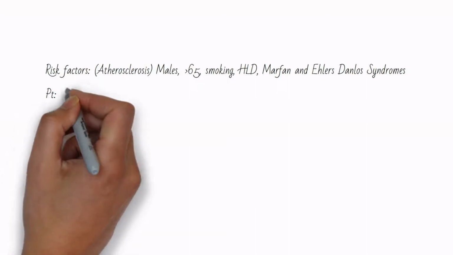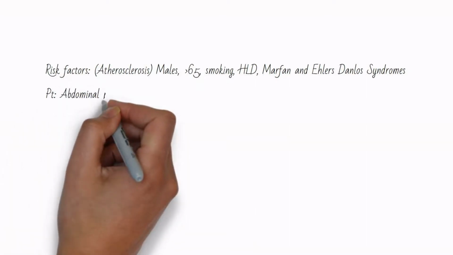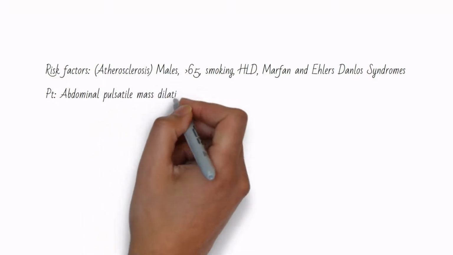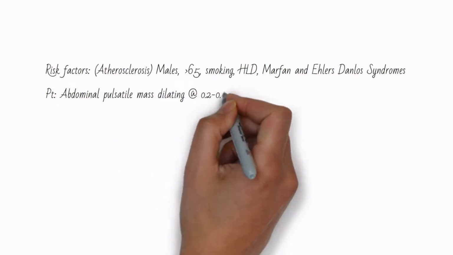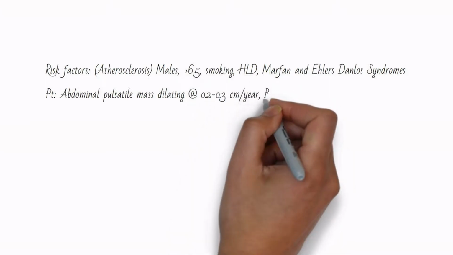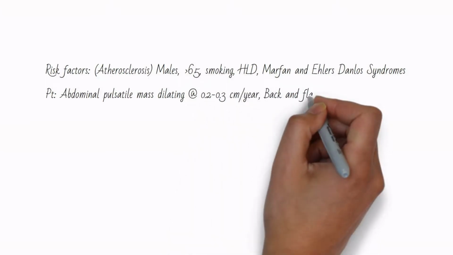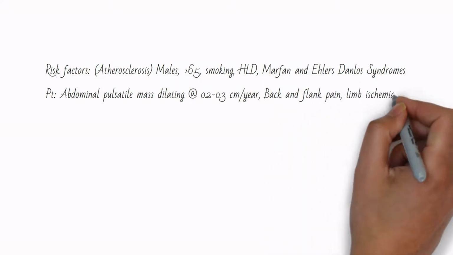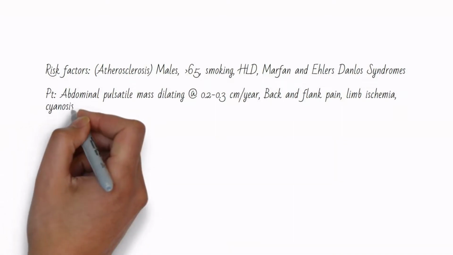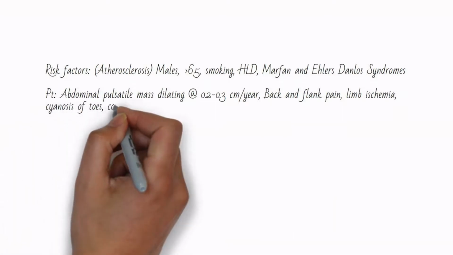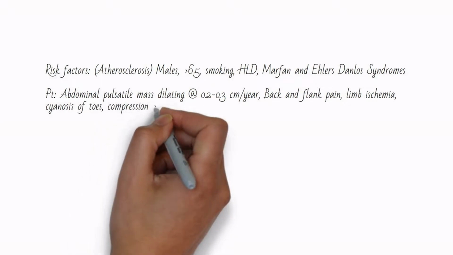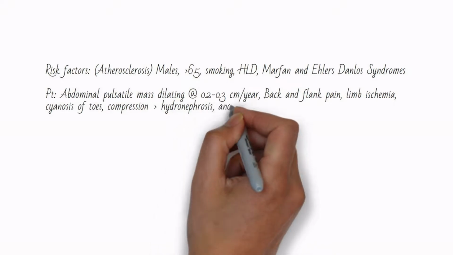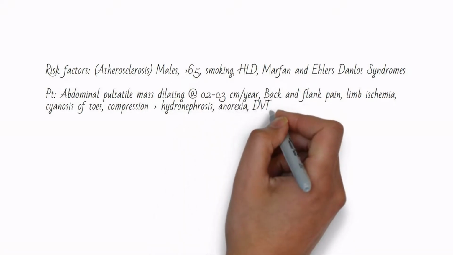A patient with a AAA may have an abdominal pulsatile mass dilating at, on average, 0.2 to 0.3 centimeters per year. They may have back and flank pain, limb ischemia, cyanosis of toes, or blue toe syndrome due to microemboli that form in the aneurysm. There may also be hydronephrosis from ureter compression, anorexia, DVT, and, in the case of inflammatory or mycotic aneurysms, constitutional symptoms. Mycotic aneurysms are most commonly due to staph or salmonella bacteria, making mycotic a bit of a misnomer.